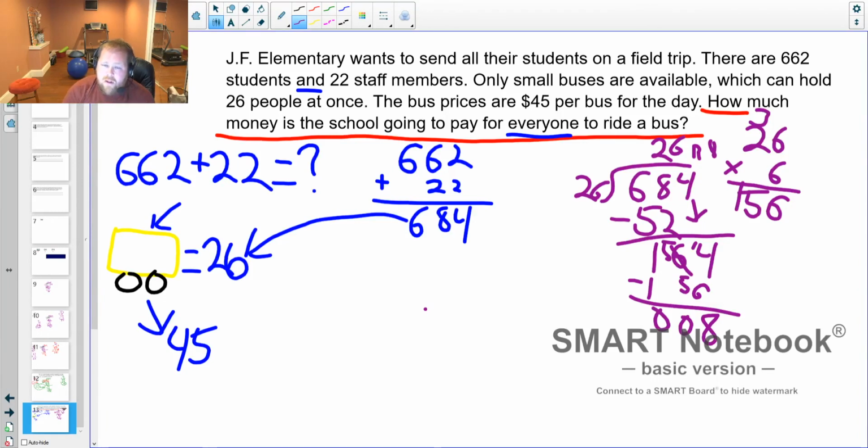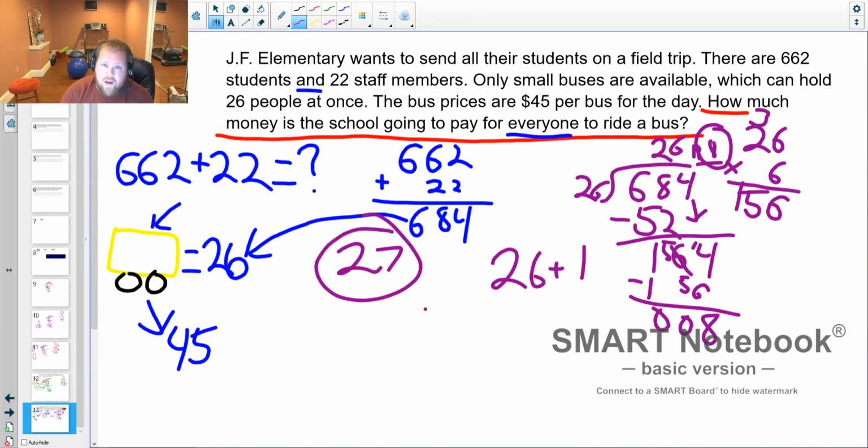Again, the same with the boxes. This remainder of 8 means there's 8 people left after 26 full buses. So one bus is going to have 8 people, but we do need that extra bus. So 26 plus 1 equals 27. So we know that we need 27 buses. Great! It's still not done.